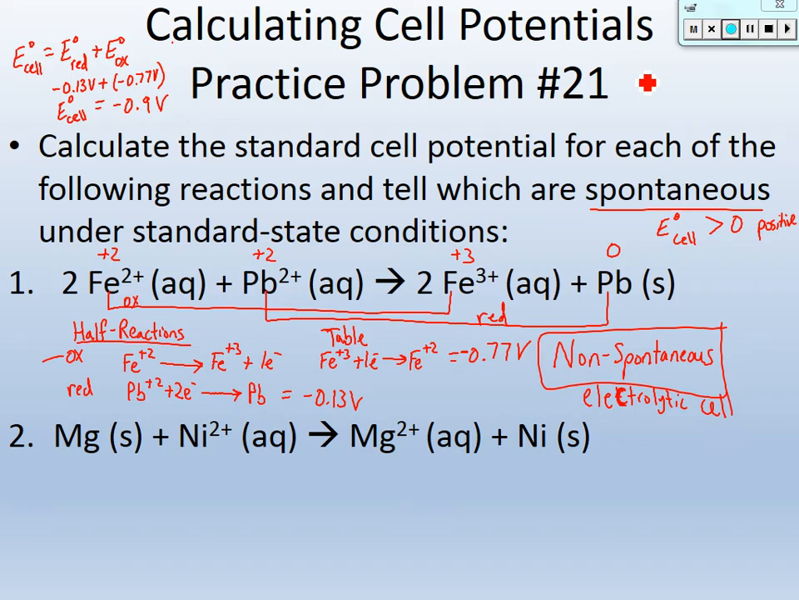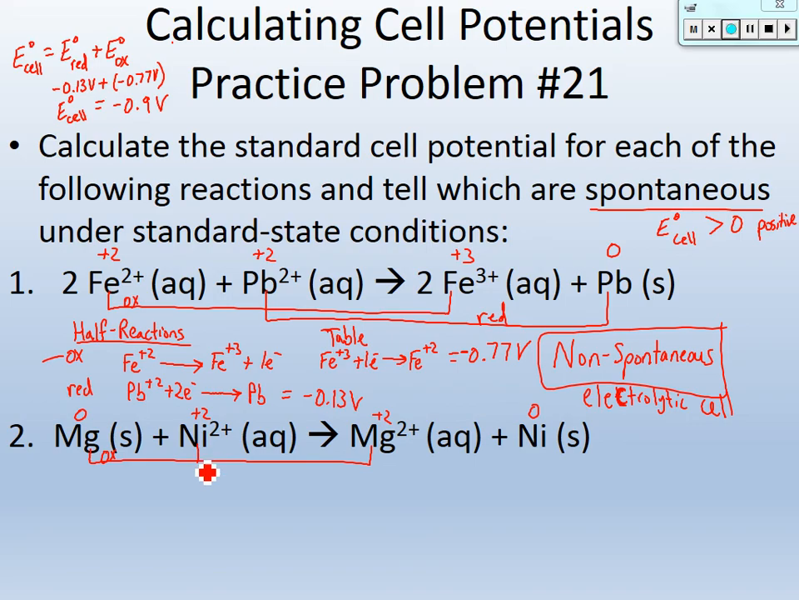Okay, let's see how you did. I'm going to quickly go through this one. Magnesium is a free element, so it's 0. Nickel is +2. Magnesium is +2 here. And nickel as a free element is 0. So if you draw your brackets, it looks like magnesium is being oxidized.